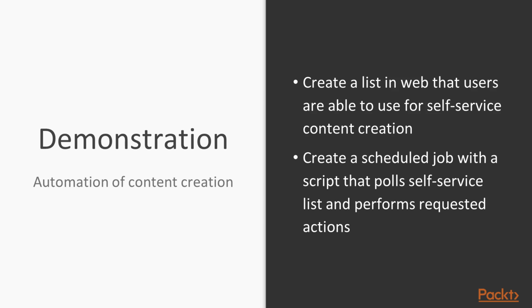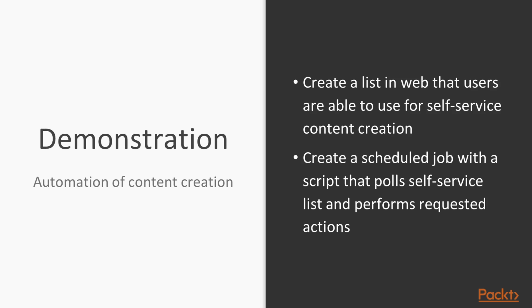Let's dive into the demonstration. We will use two script files for this demo. The first one we'll use to create site columns, a content type, and a list in our web. Then we will apply our content type to that list and make it the default one. Of course, we are doing that just as an example to showcase the possibilities of our PowerShell.